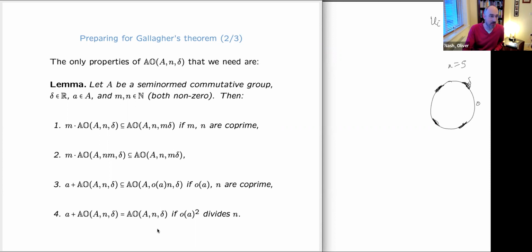But you might say, exercise 4 is a harder exercise. Okay, so you're talking about adding up several of these. You're talking about adding on an element to the group. You care about whether the order is coprime. In this case, you need the square of the element to divide it. But yes, we need a little bit of API for these sets which are within a distance delta of a point of order n.